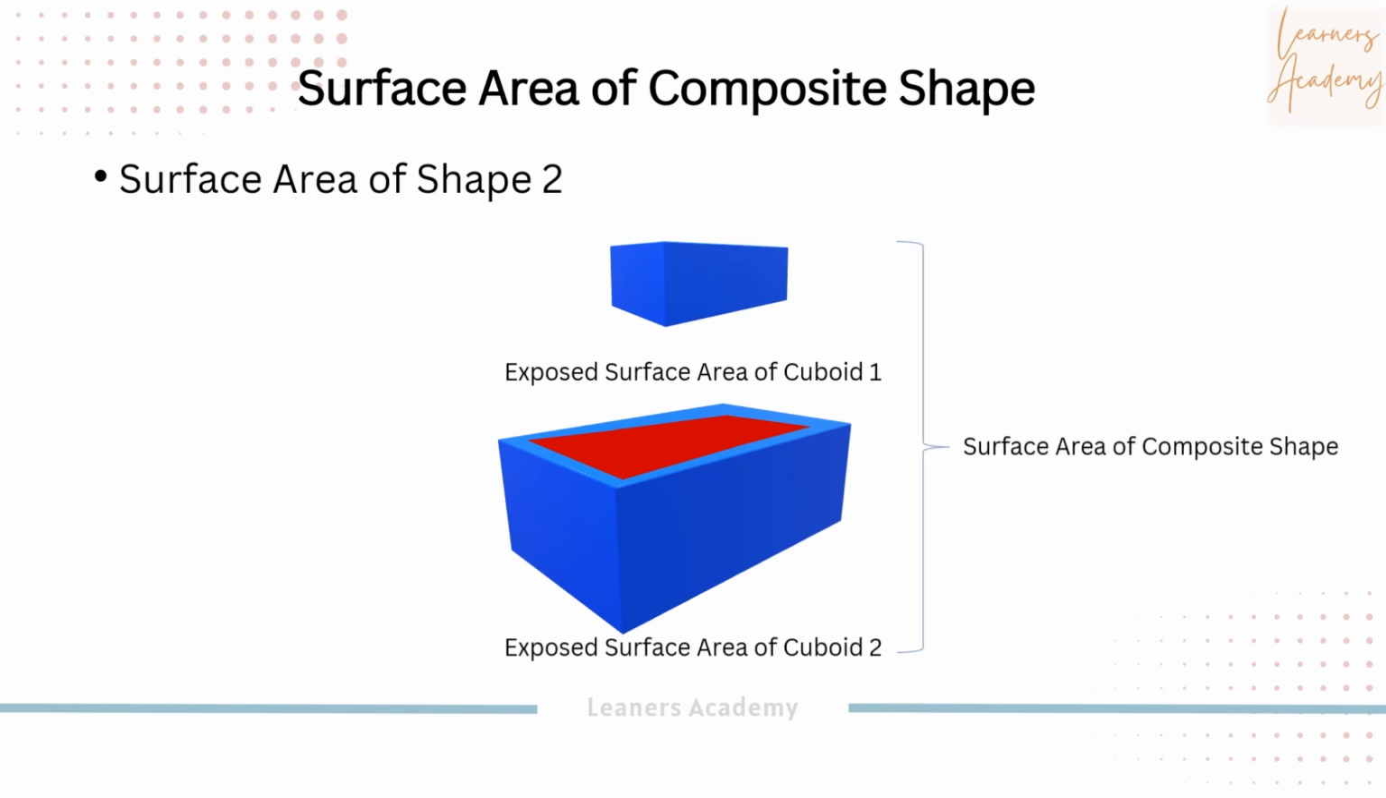area of the exposed surfaces of the 2 cuboids. Here we can see that the base cuboid is having a covered surface due to the placement of the top cuboid. So this area would not be taken into account while calculating the surface area of the base cuboid.